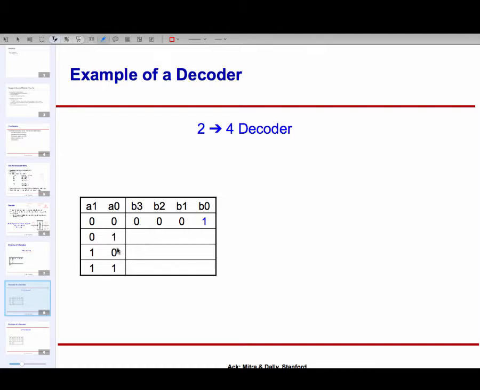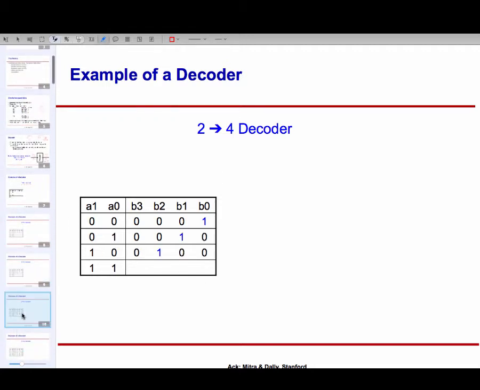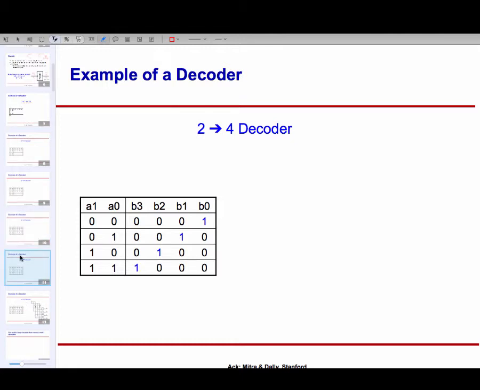0, 0, 1, 0, and hopefully with 1, 0, it would be 0, 1, 0, 0. With 1, 1, it would be 1, 0, 0, 0. Okay, so the next few slides are about this. So that's what we really have.